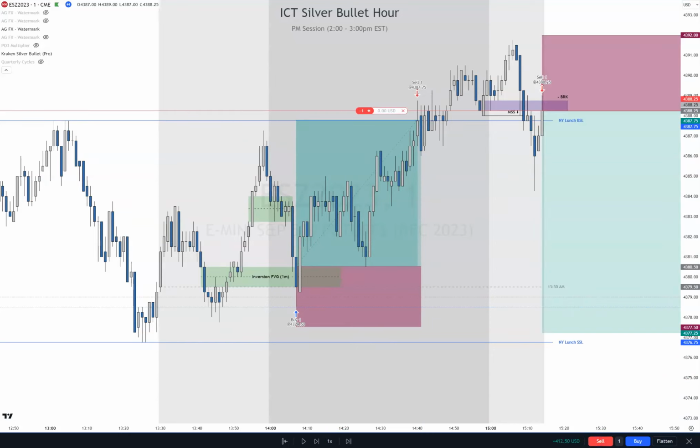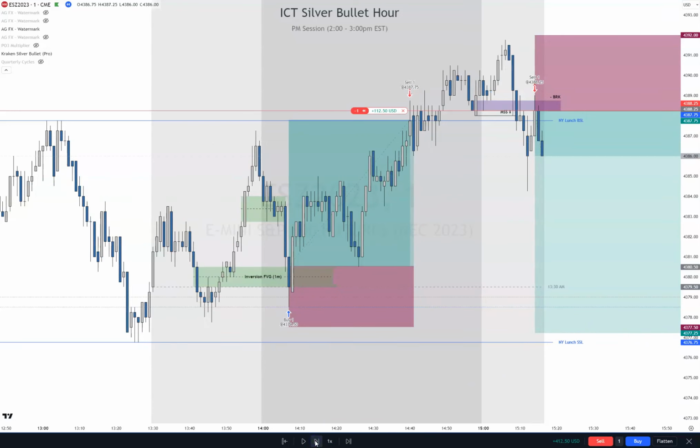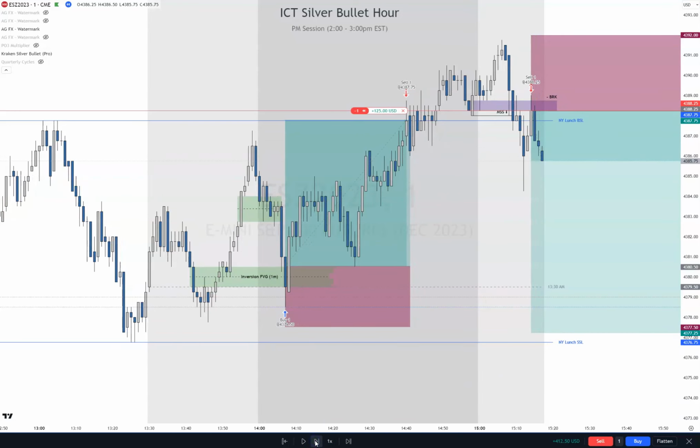Sell there. Where's my stop? Right above the high. Where am I targeting? The New York lunch low. I like to have an even number, so 11 handles. Let's see how this plays out.